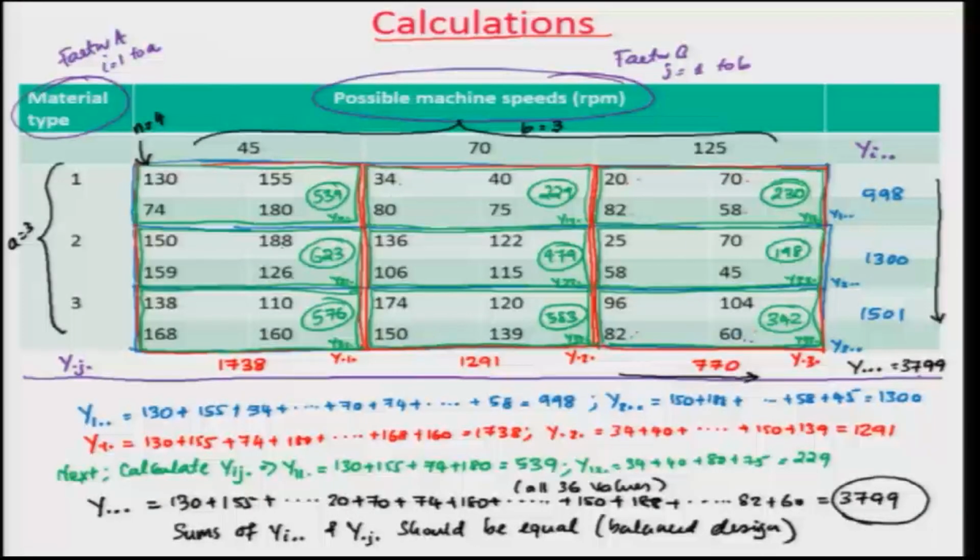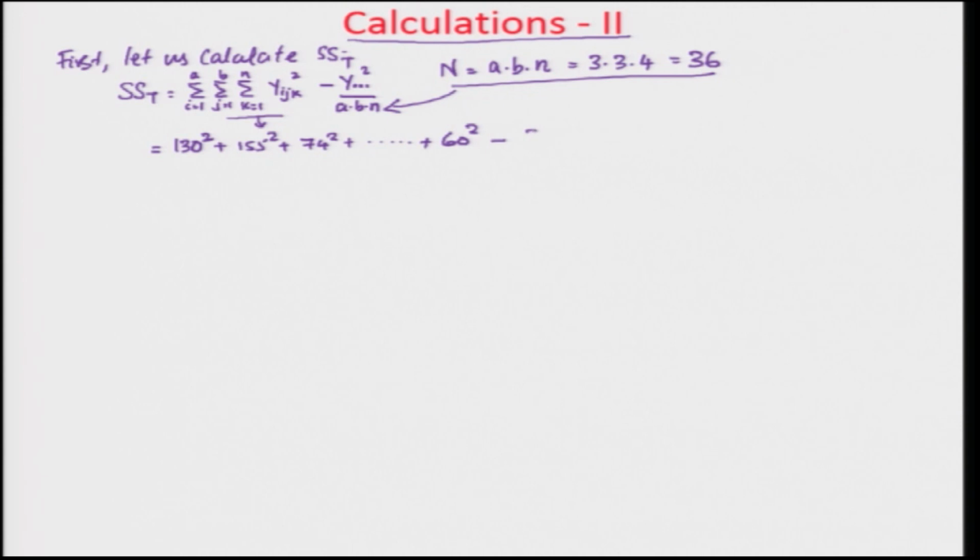This whole thing translates to this term minus, what is your y dot dot dot? We know that we calculated it as 3799. So this becomes 3799 square divided by the bottom value, 36, which is your N. Okay. So you square all individual observations, sum them up, then subtract this value. Typically I use Microsoft Excel to set this up in such a way that it is easy for us to compute. This value comes to 77,646.97. Okay. So this is what we call the sum of squares of total that we compute in that particular area.